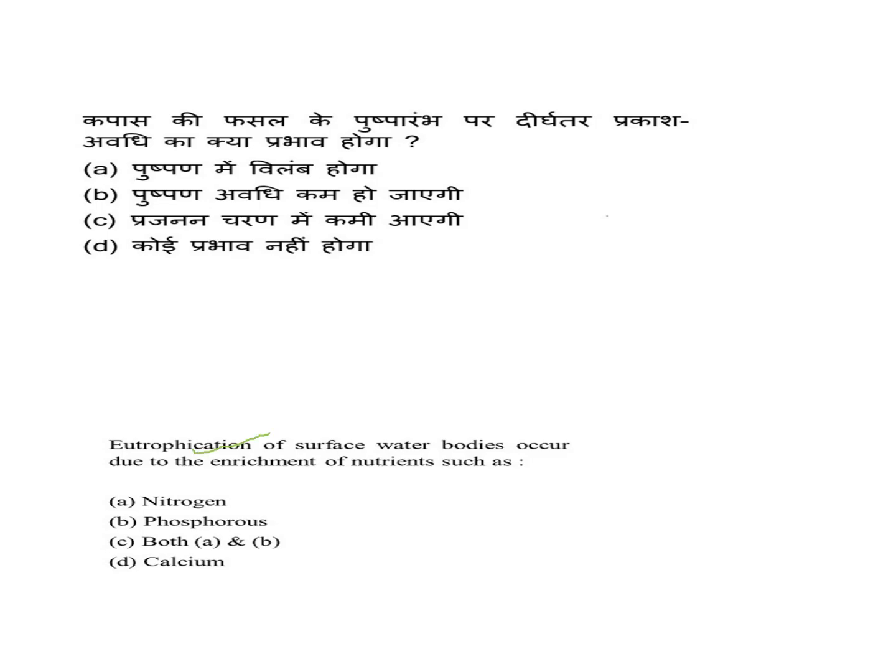Eutrophication of surface water bodies occurs due to enrichment of nutrients such as. So the answer is nitrogen and phosphorus. So the correct option is option C. Both nitrogen and phosphorus are causing eutrophication.